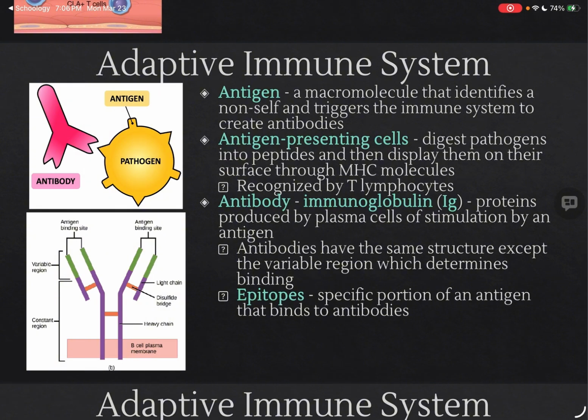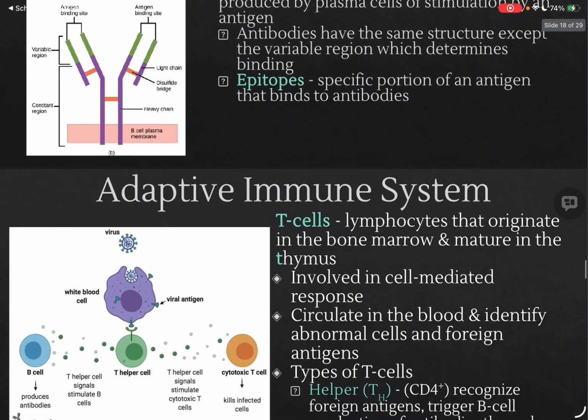The antibodies, or immunoglobulin, which is my favorite word from this presentation, can also be known as Ig, are proteins produced by plasma cells because of stimulation by an antigen. Antibodies have the same structure, except the variable region, which determines binding. Epitopes are the specific portion of an antigen that binds to an antibody.